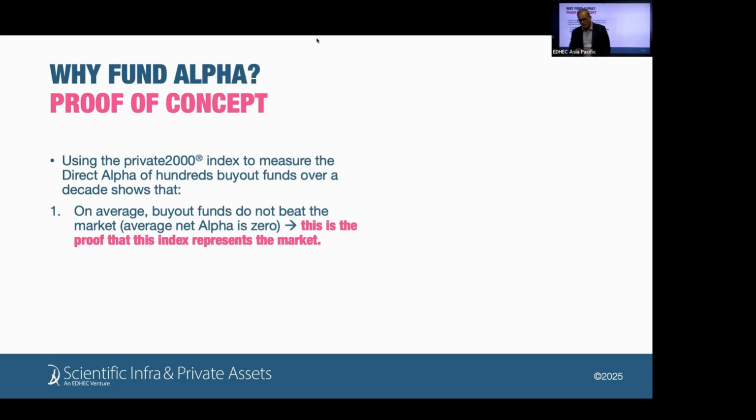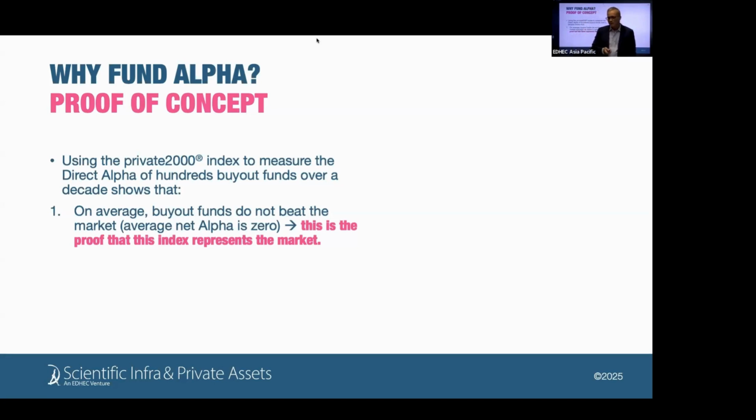Because first, it makes perfect sense for the index that represents the market in which these funds invest, in other words, the average performance, to be pretty much in the middle of the distribution of the performance of all the funds. In other words, about half of the population beats the average and the other half underperforms the average. That's the definition of an average. And so it should be this way.